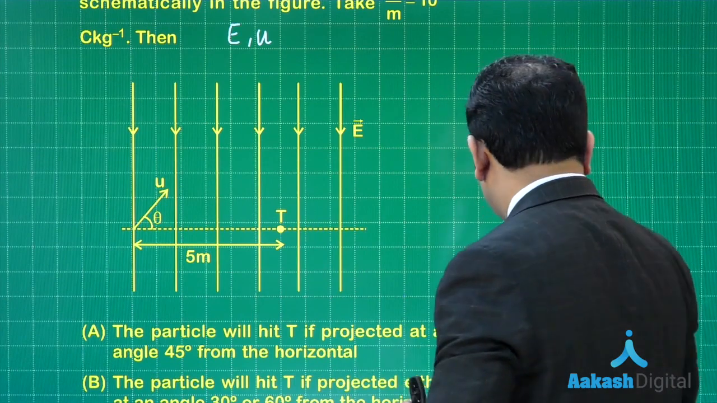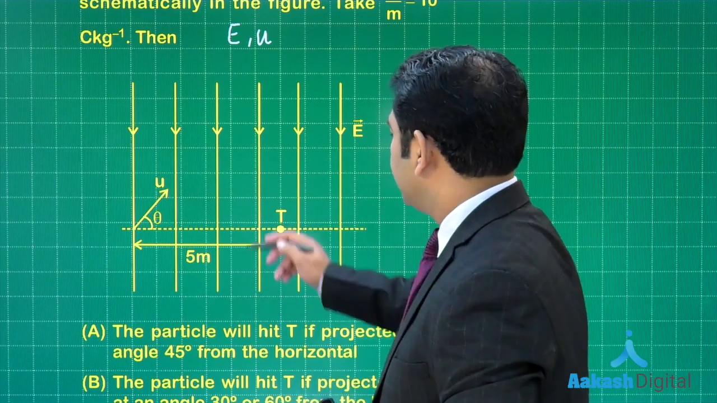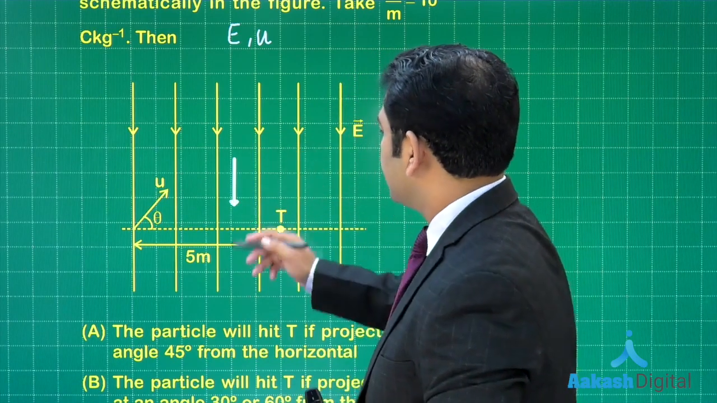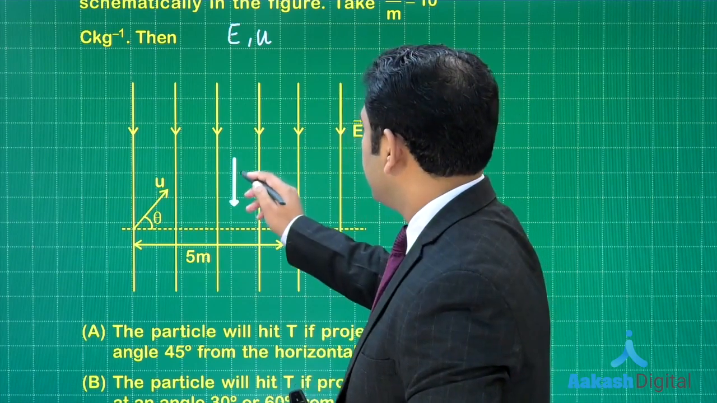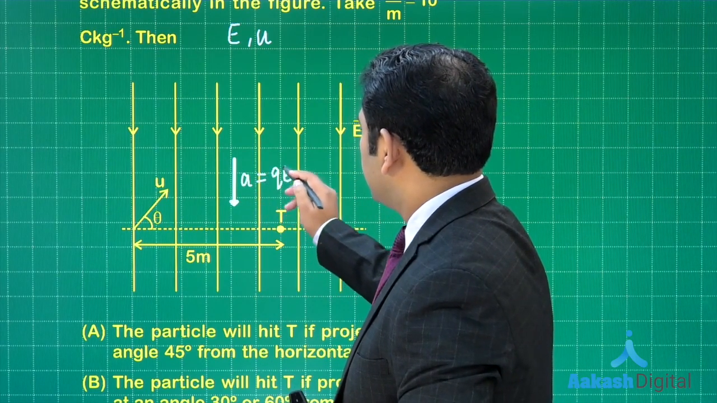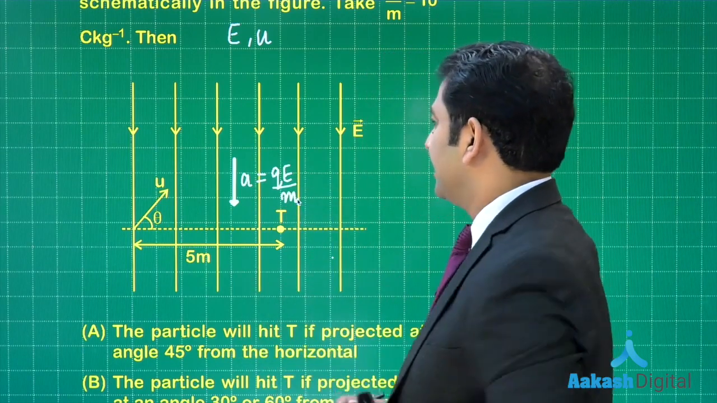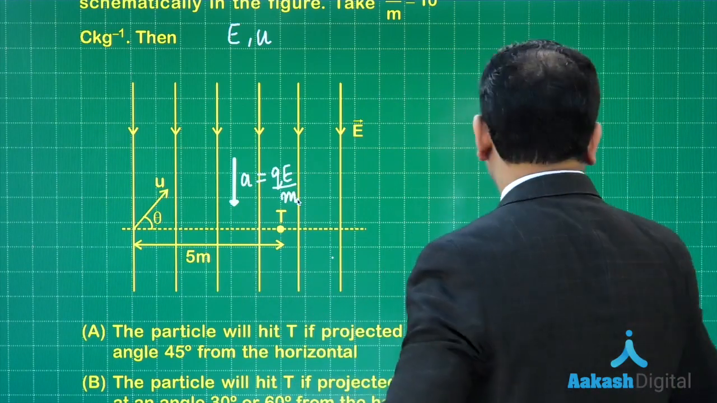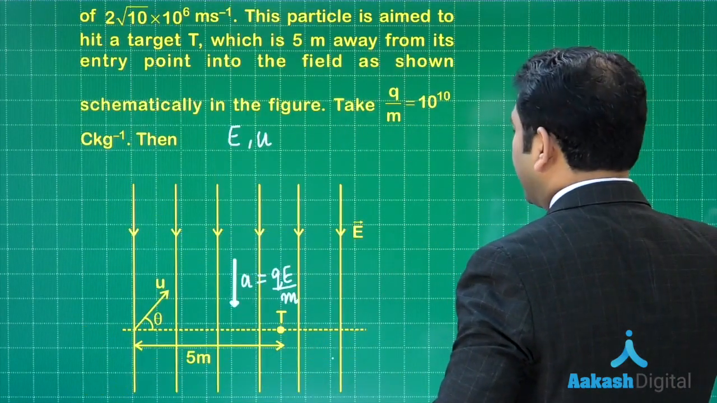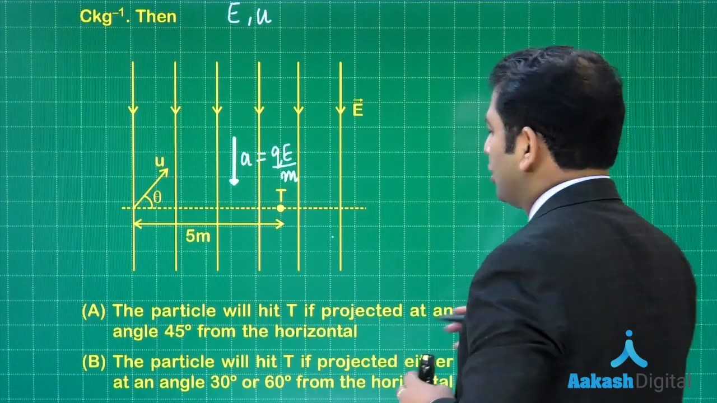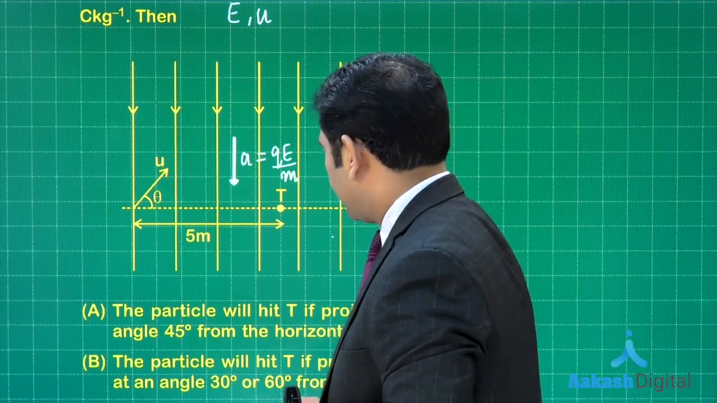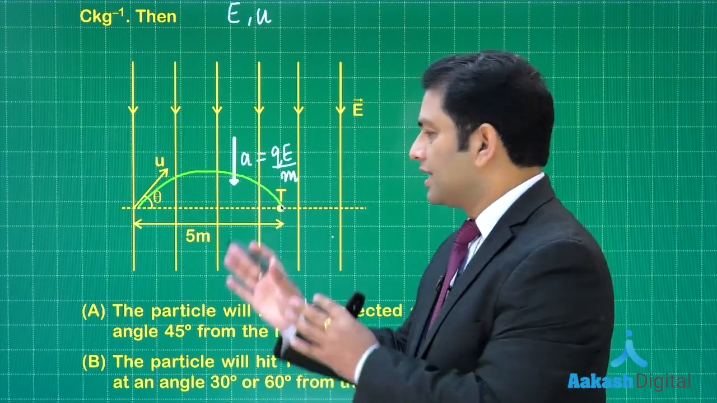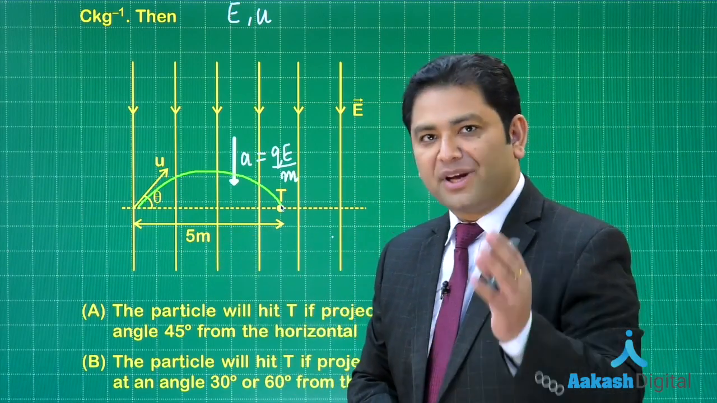This concept comes from motion of charged particle in electric field, and the positive charge will be facing acceleration in this direction. If I talk about the magnitude, that is equal to QE by m, and this can be calculated. The specific charge has been given, electric field has been given, so acceleration can easily be calculated. Now, based on this, you could see the motion is going to be a parabolic one, and this would be the representation of the motion.